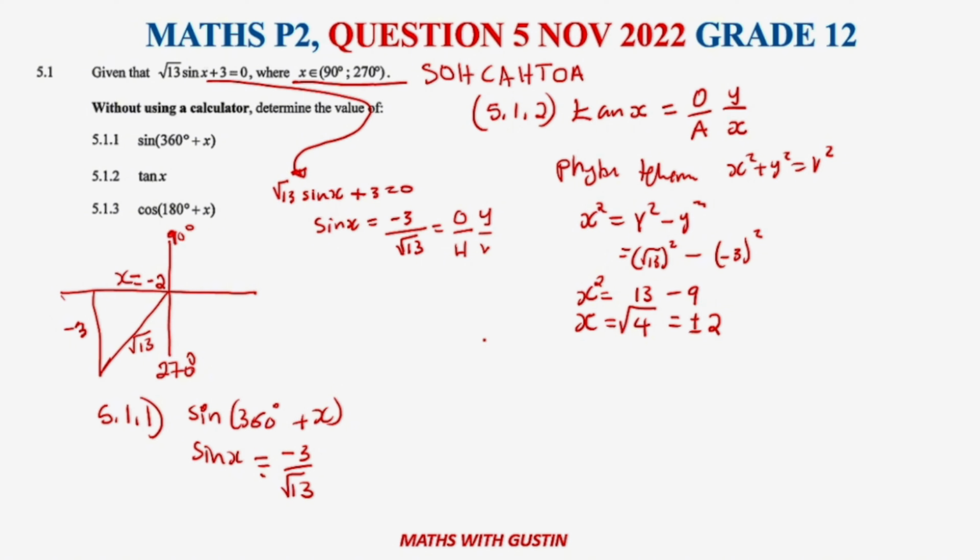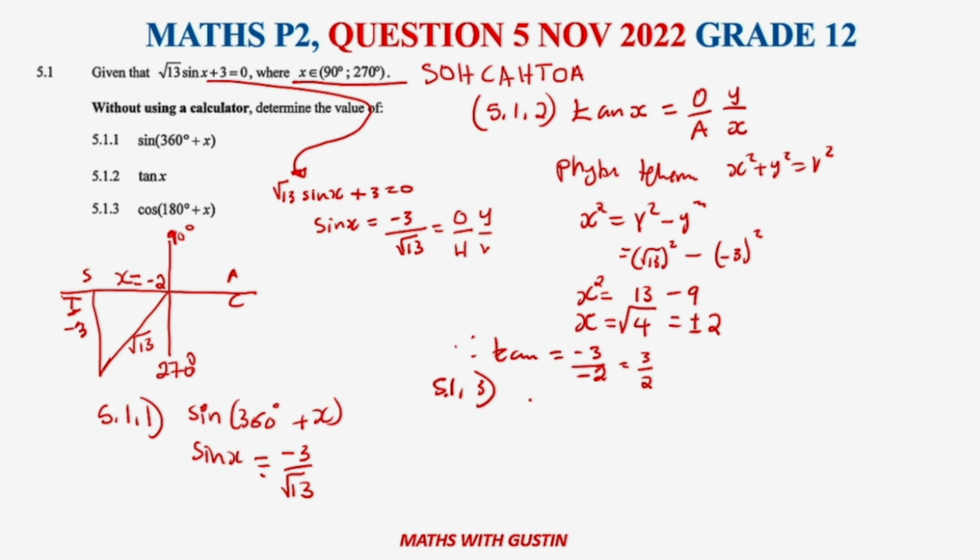Therefore we can say tan is going to be equal to y, which is -3, all over -2, which therefore gives us 3 over 2. And it makes sense. We know from the Cartesian plane that tan is positive on this quadrant here. All right, great stuff.